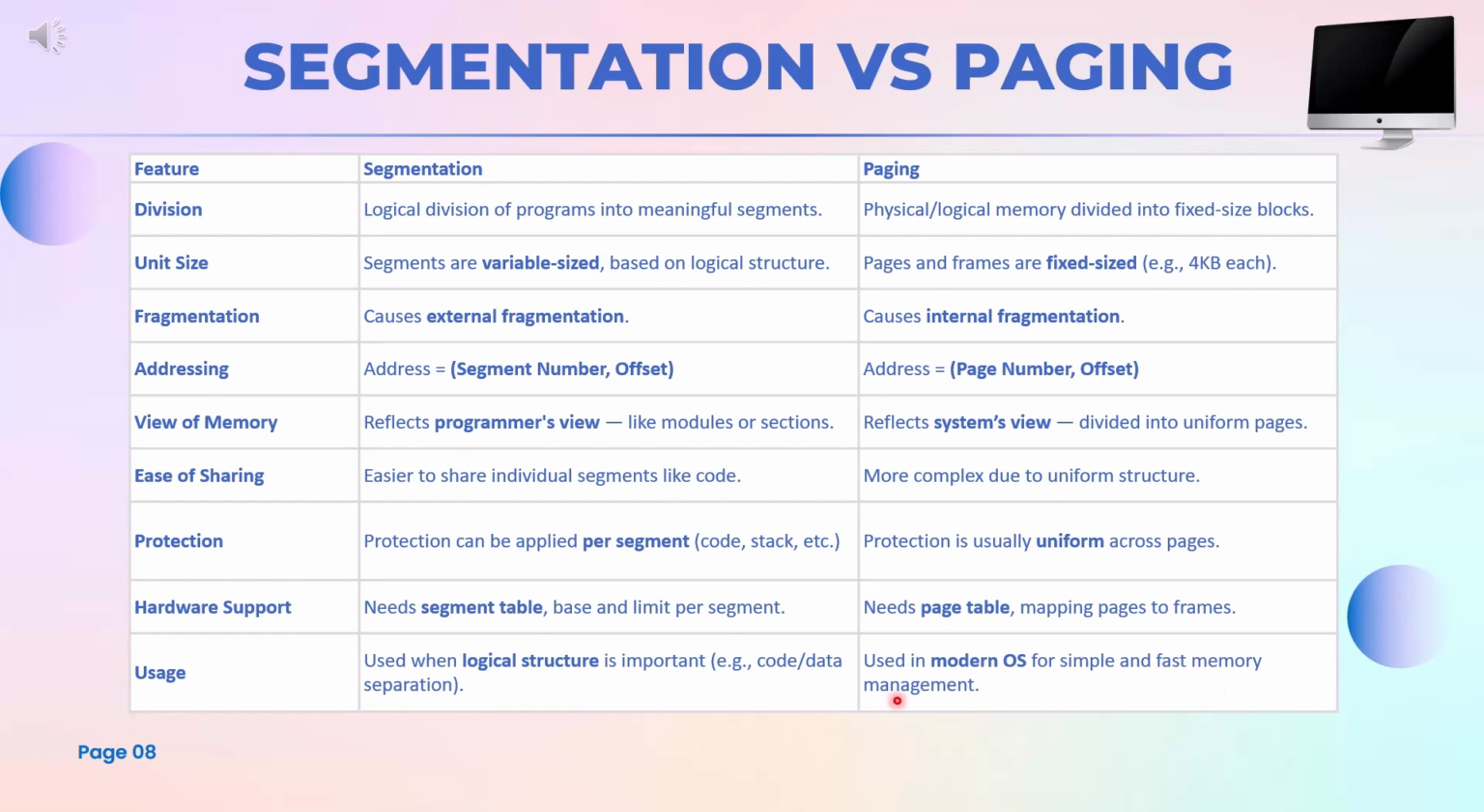So the bottom line is segmentation is programmer friendly, logical, and modular. Paging is system friendly, uniform, and efficient. Most modern OS like Linux or Windows combine both to get the best of both worlds: segmentation for logical memory organization and paging for physical memory efficiency.